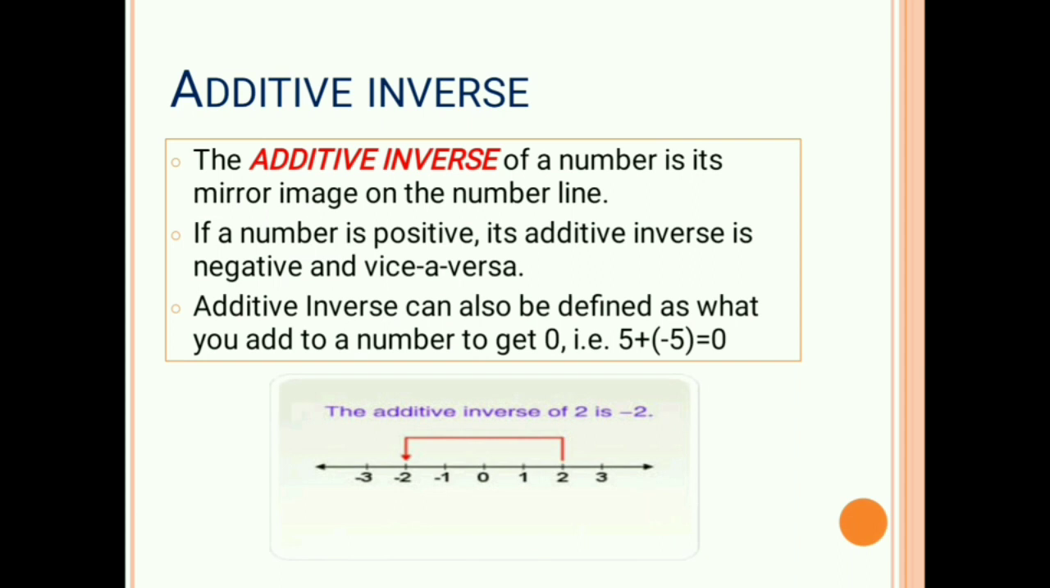If a number is positive, its additive inverse is negative, and if a number is negative, its additive inverse is positive. Now, additive inverse can also be defined as what you add to a number to get a 0. That means -10 plus 10 equals 0. So -10 is an additive inverse of +10, and +10 is an additive inverse of -10.